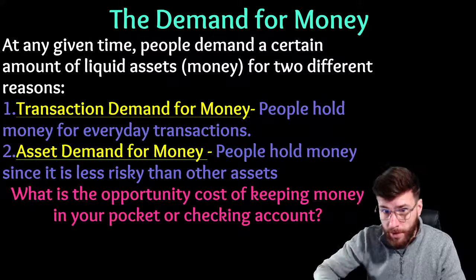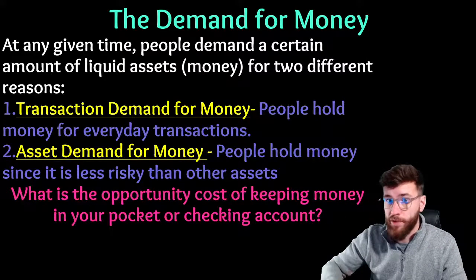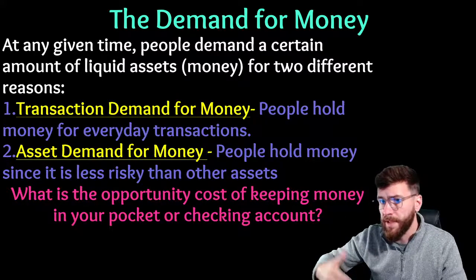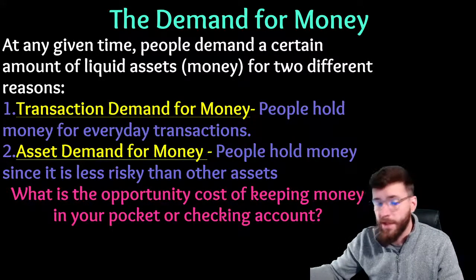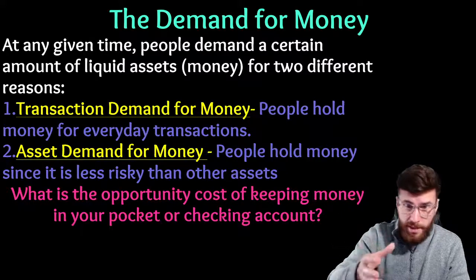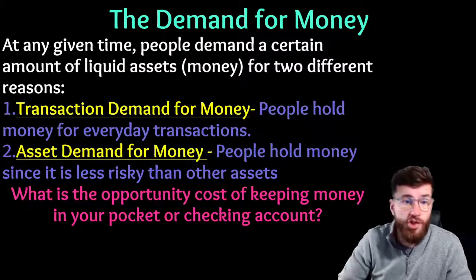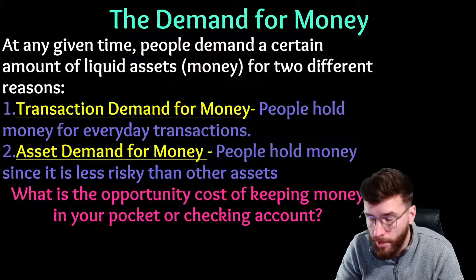If you're liquid and you're holding cash, or you have money in your checking account, the opportunity cost, what you're foregoing, is the opportunity of using your money to make more money, right? You're not making interest. Instead of holding your money in your checking account, you could otherwise have your money in a savings account, making some interest, albeit small.